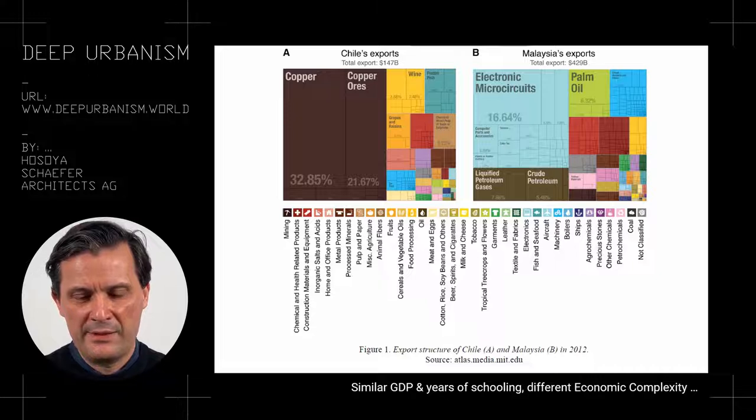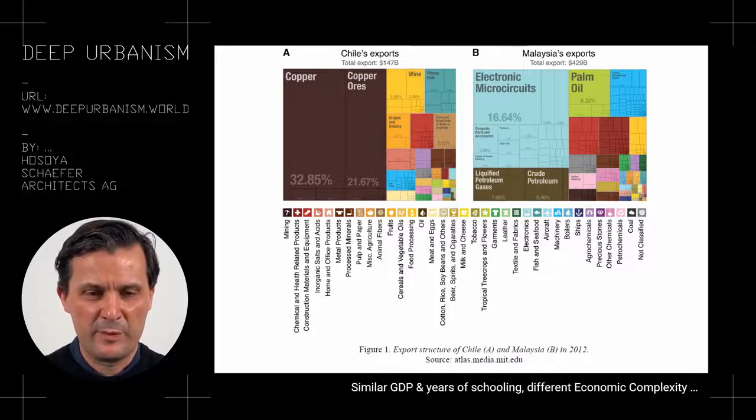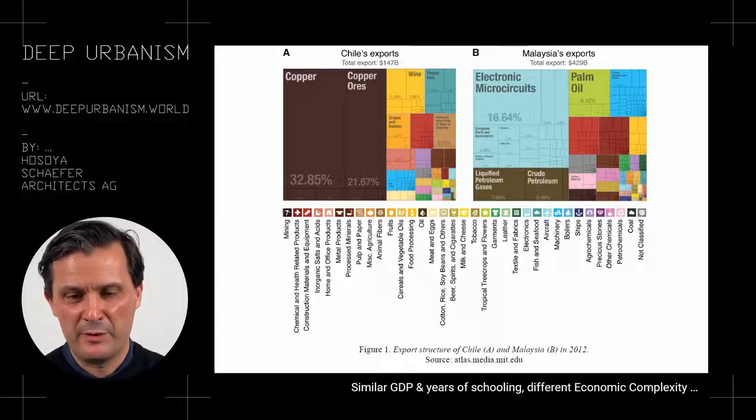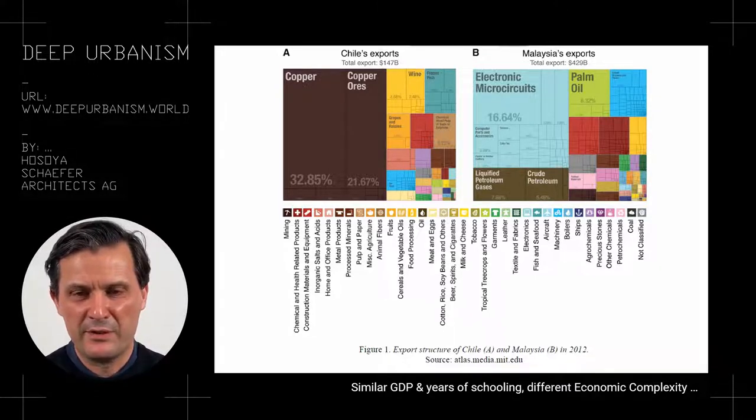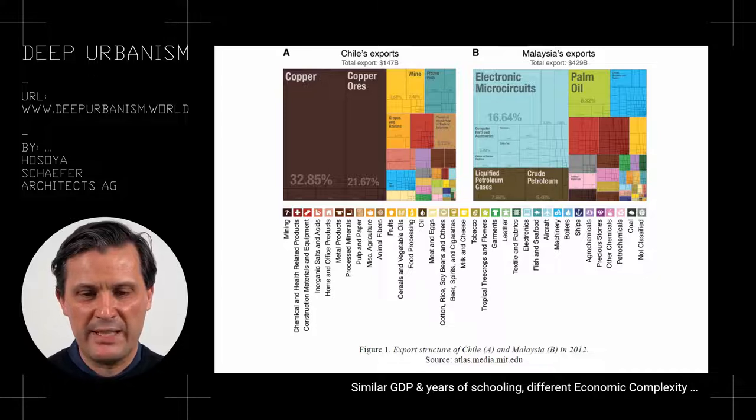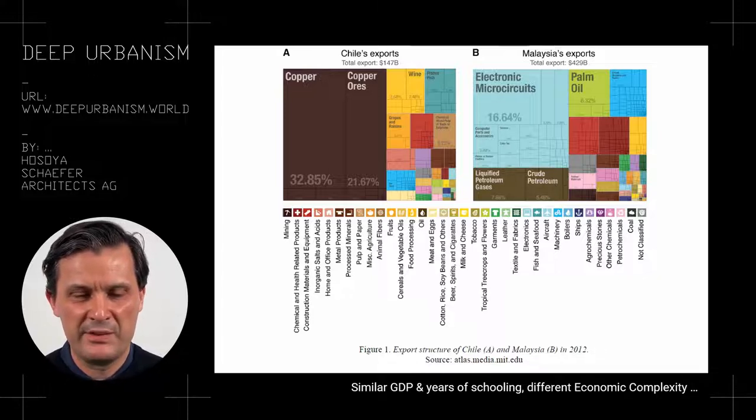And Hidalgo argues that these countries might have the same GDP, and yet their economies are fundamentally different. Chile's economy is much less complex than Malaysia's economy. So there's much less knowledge involved. The people are less qualified, simply because the economic basis is a different one.